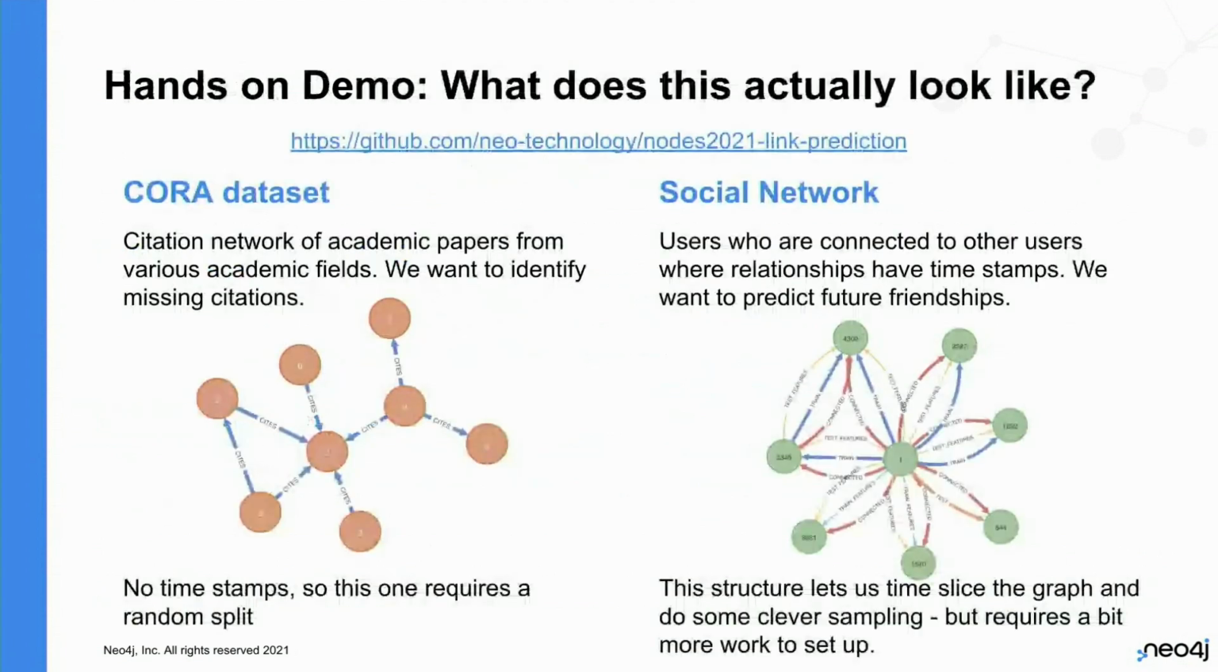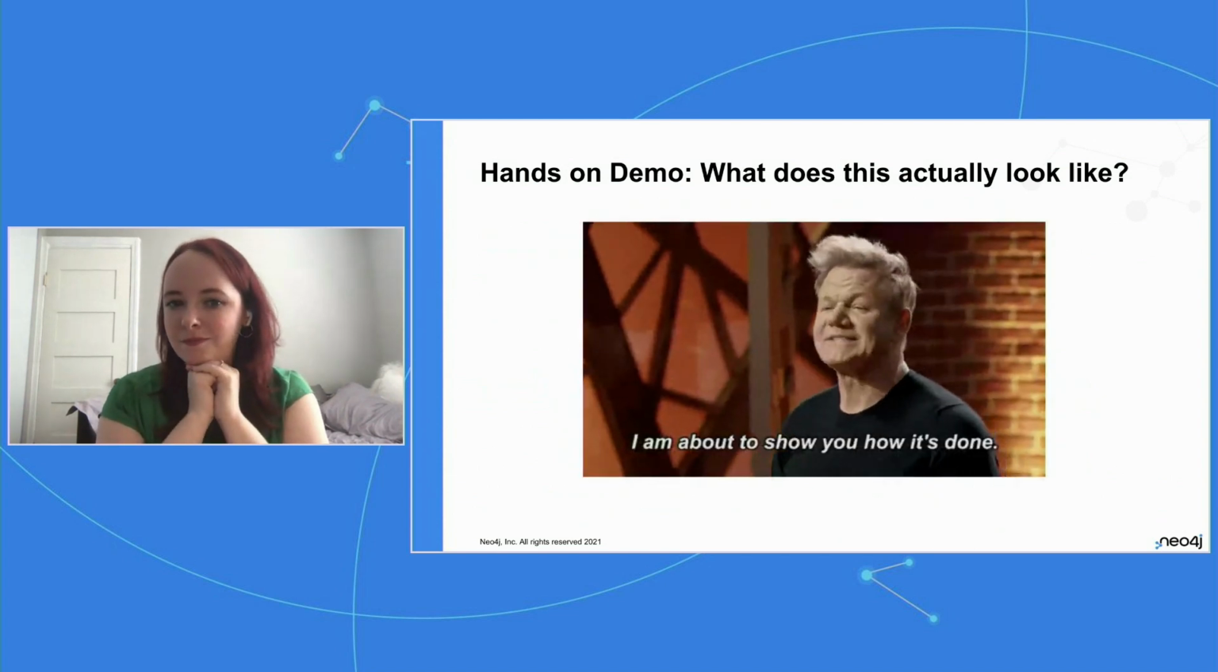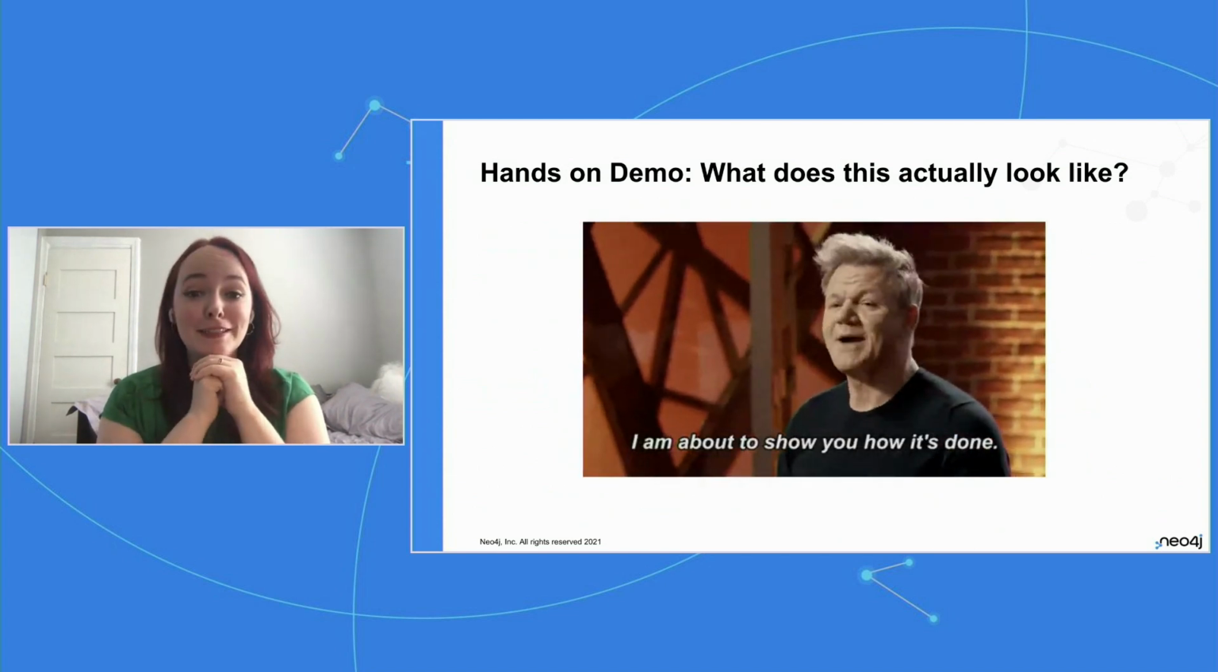And with that, we're going to toggle over to Jakob presenting a hands-on demo of what this actually looks like for 2 data sets, Quora, which is a citation graph, and a social network, which has time-variant data. And if you're curious, this is up on GitHub. And so Jakob will show you how it's done.